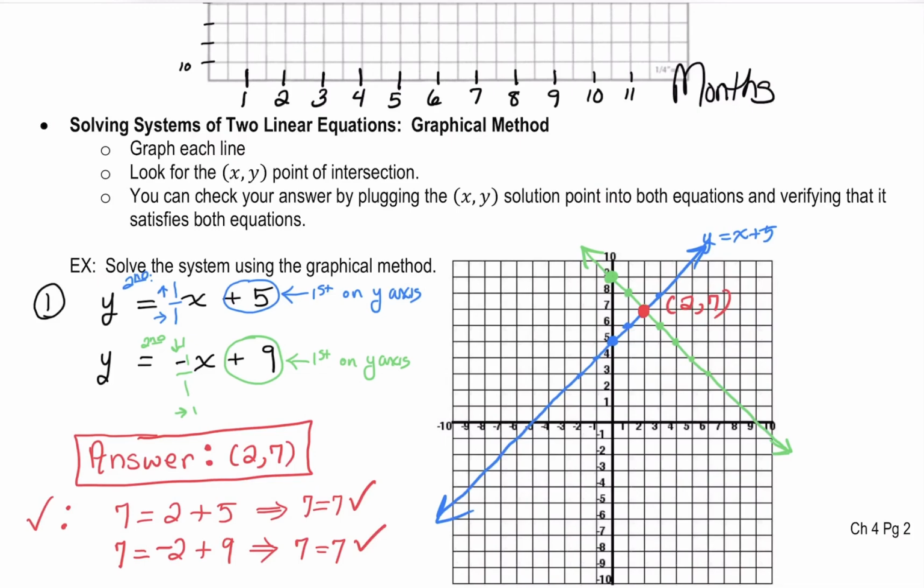So that's the big picture. That's the idea. In the next video, we're going to come back and look at some vocabulary and then continue to look at some examples.